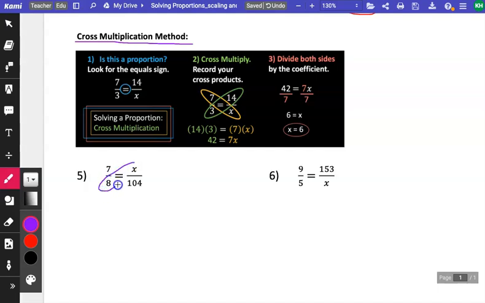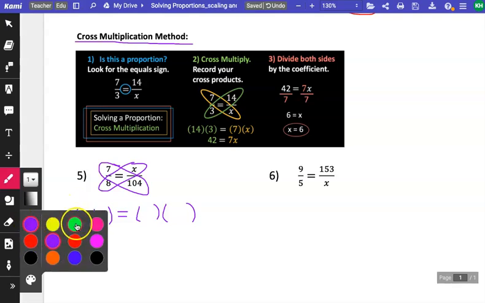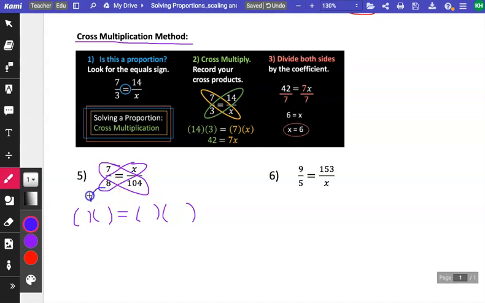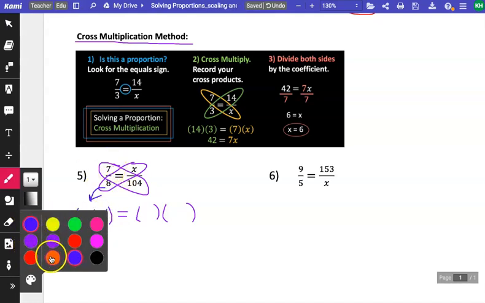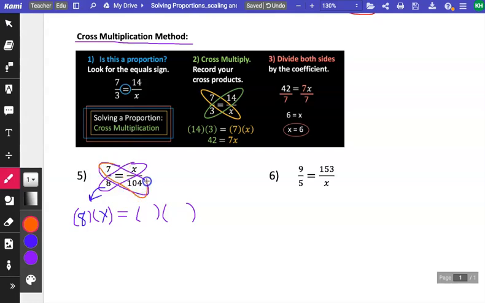Then I'm going to multiply across, and I'm going to draw an equal sign, and remember we need parentheses on each side. Now I'm going to make one of the parentheses pretty large because I have to be able to fit 104 inside. And then I'll use a different color to fill it in. So on this side we're going to multiply the 8 by the x. And then on the other side, we're going to be multiplying the 7 by the 104.